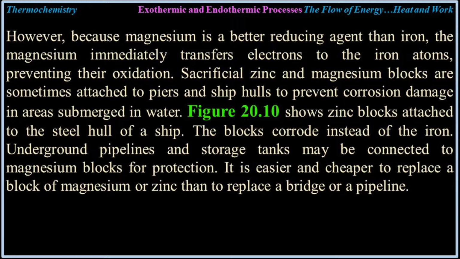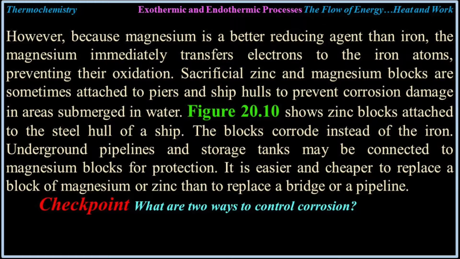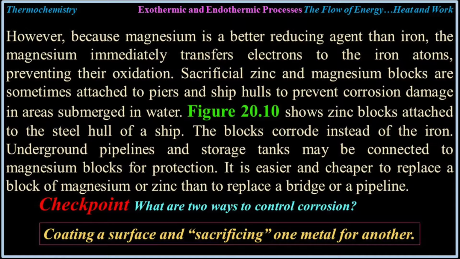Underground pipelines and storage tanks may be connected to magnesium blocks for protection. It is easier and cheaper to replace a block of magnesium or zinc than to replace a bridge or a pipeline. Look back at the figure. It's actually very fascinating and an inexpensive investment. What are two ways to control corrosion? Two ways to control corrosion: coating a surface and sacrificing one metal for another.